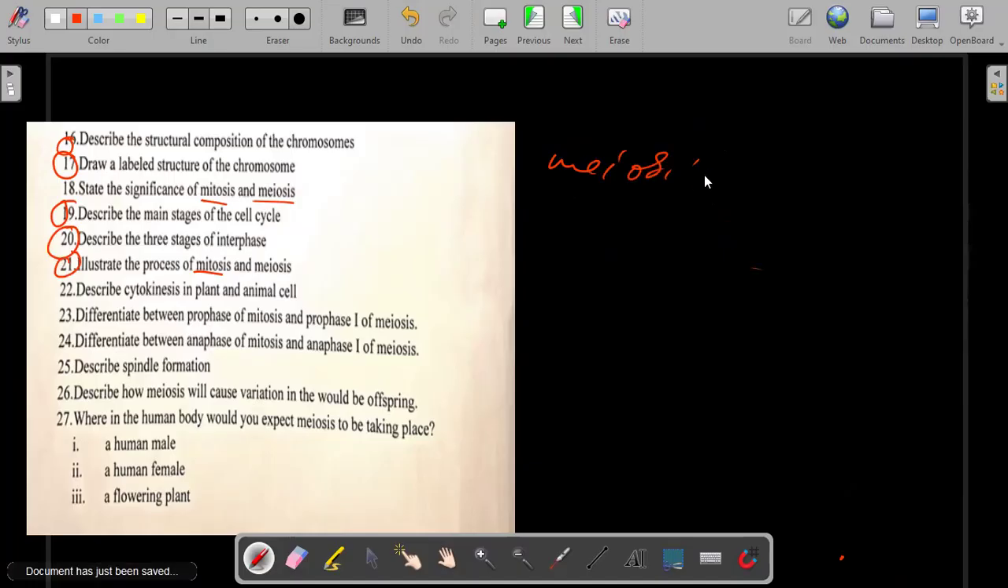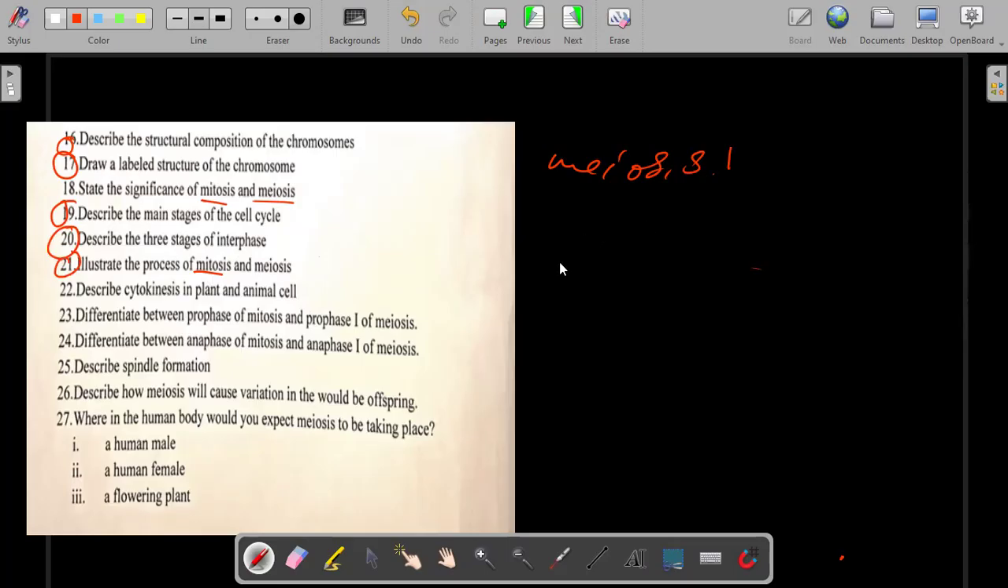So for meiosis, these phases are going to happen in two parts. So in meiosis, you notice that the number of cells are going to be reducing, unlike in mitosis where the number of cells was increasing. So in meiosis, you're going to have meiosis 1 and meiosis 2.